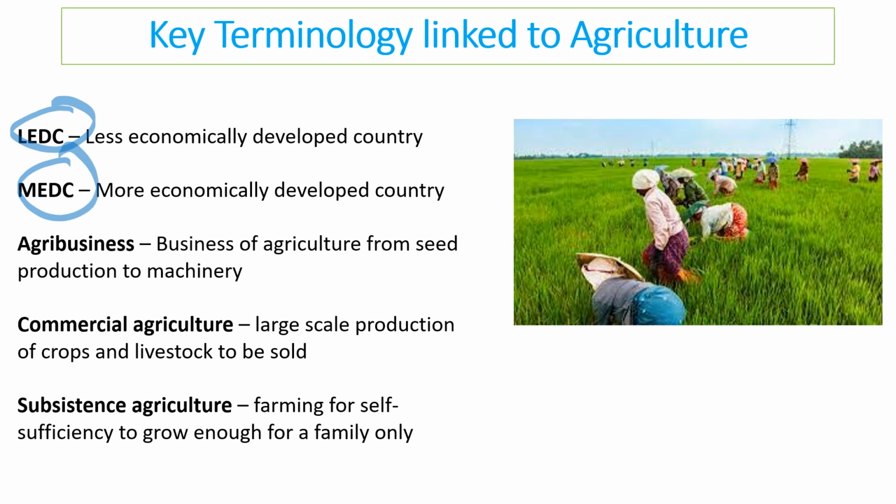We'll also be talking about agribusiness, which is the business of agriculture, so from seed production to machinery to fertilizer production, all those things considered as agribusiness. We'll look at commercial agriculture, which is large-scale production of crops and livestock to be sold. And we'll look at subsistence farming, which is when you farm enough for your family only.